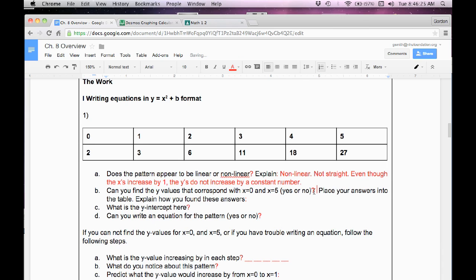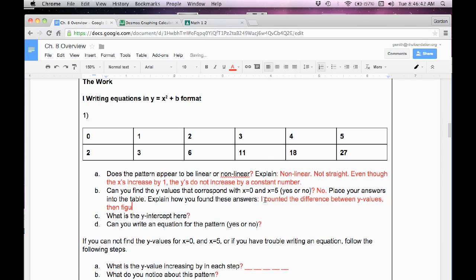So was I able to do it? Yes. Okay, place your answers in the table. Explain how you found these answers. I counted the difference between y values, then figured out the pattern for x equals 0 and x equals 5. What is the y-intercept here? Again, the y-intercept is always the y value when x is 0. So here, the y-intercept is 2.